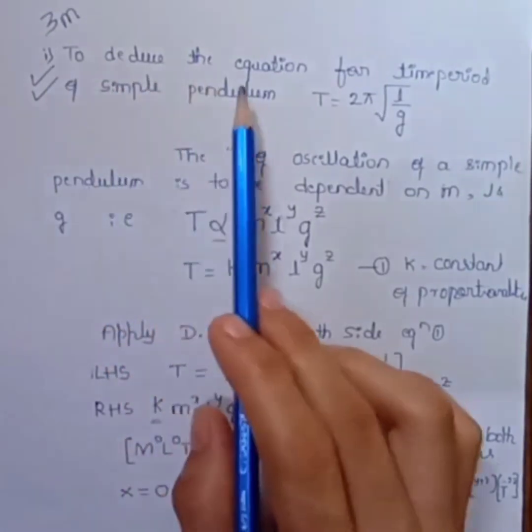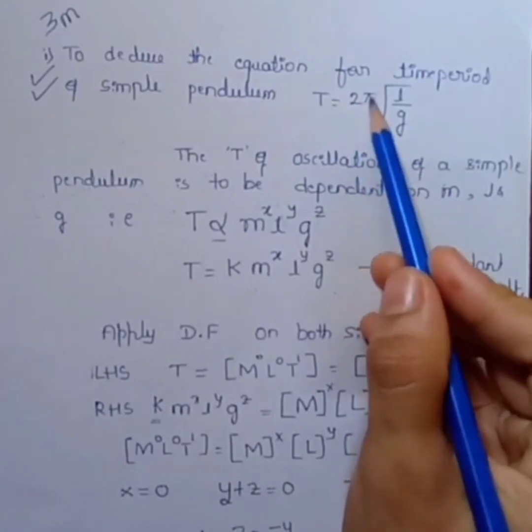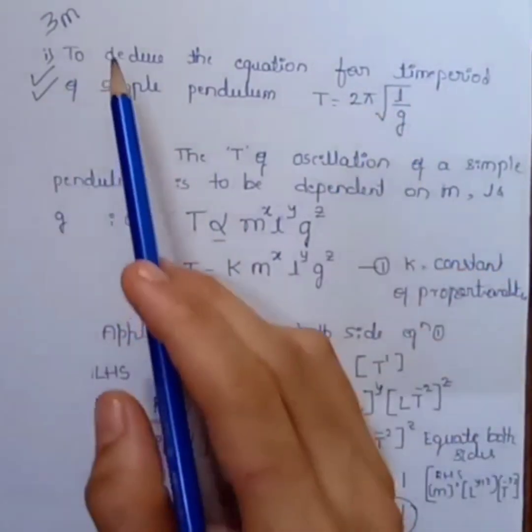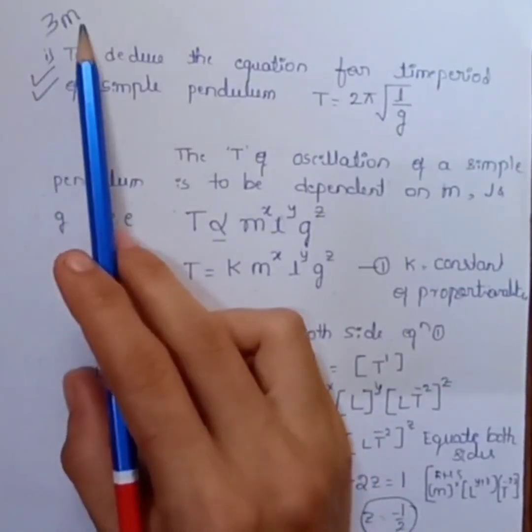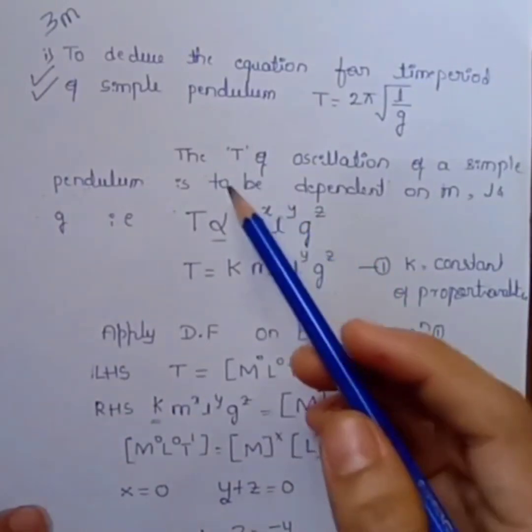First one is to deduce the equation for time period of simple pendulum. That means T is equal to 2π square root of L by g. This one we have to derive. This derivation is very important for 3 marks for the final examination. Let us see how to derive this equation.